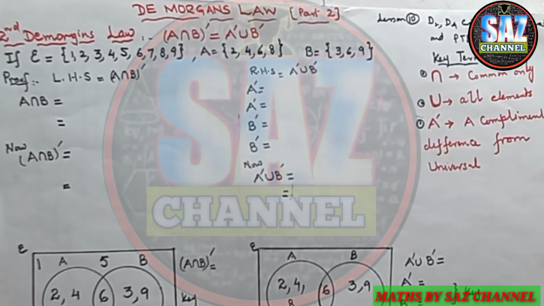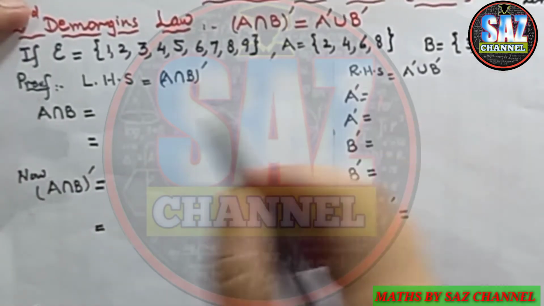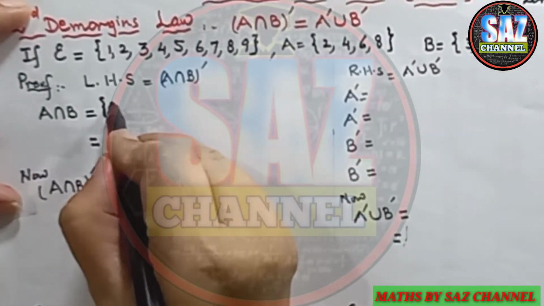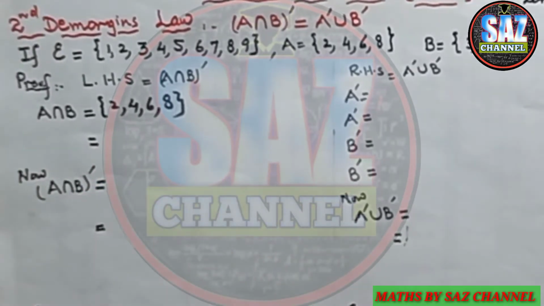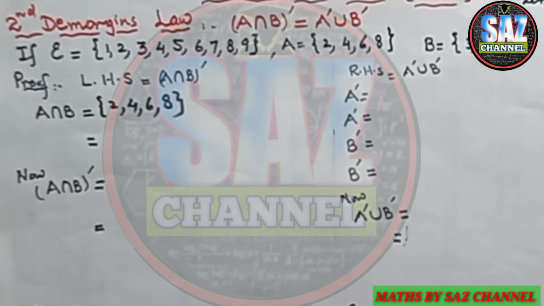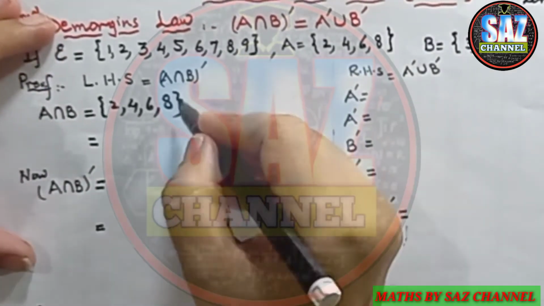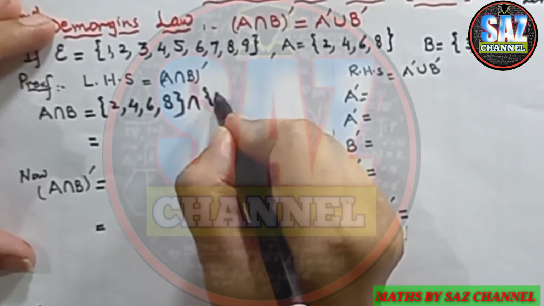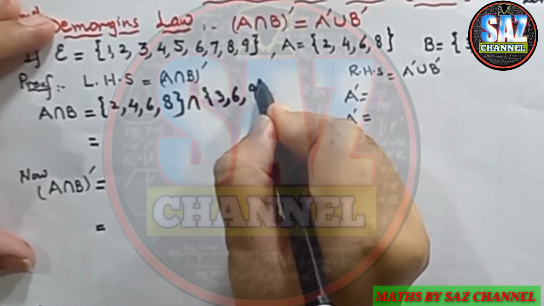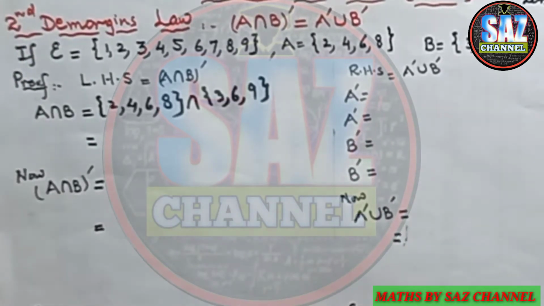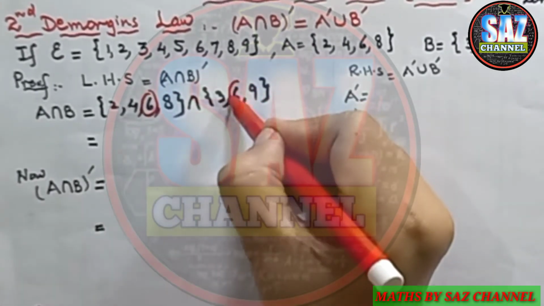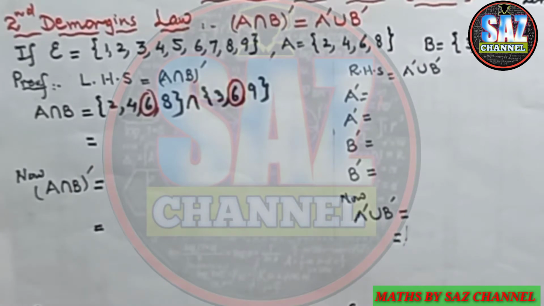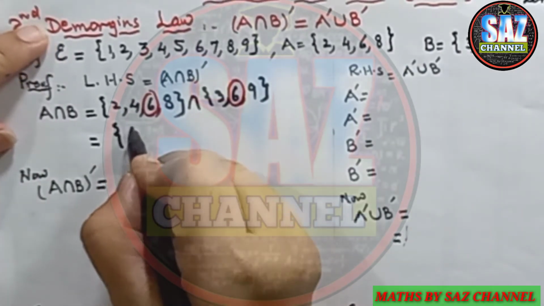Intersection means the common elements only. Write down the elements of set A first, that is 2, 4, 6 and 8. Intersection B, that is 3, 6 and 9. Now see what the common elements are here. The common element in both the sets is the element 6 only. Now I have to write the intersection here, 6.